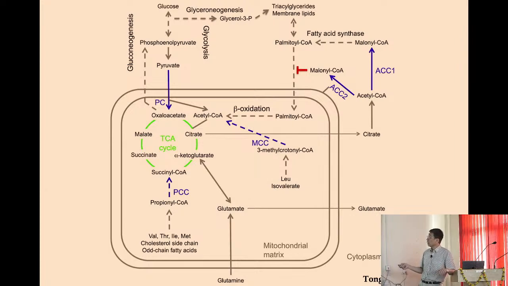So these are critical enzymes in human metabolism. There are many disease-causing mutations in MCC, PCC, and PC. Essentially, if infants are born with mutations in these genes, it can be a very serious metabolic disease.